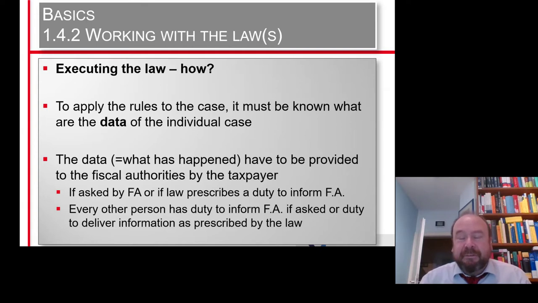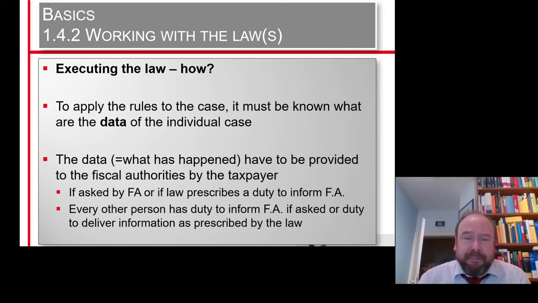And naturally, if we just deal with tax cases, normally we are not interested in the details of which part of the fiscal authorities deals with which concrete detail of the matter.